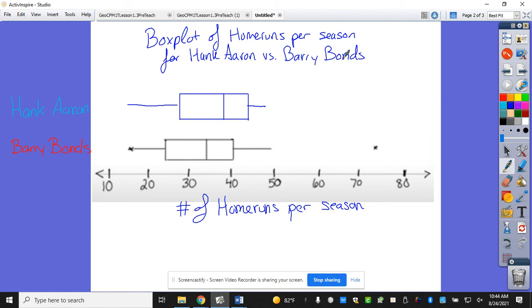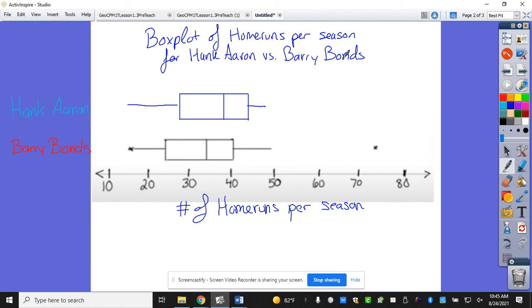Who's better, Barry Bonds or Hank Aaron? I would probably say Hank Aaron. But this is one that would be a question we're going to get to. This would be a compare question as opposed to a describe question. Obviously, that one outlier makes Barry Bonds look better. But you could say things like the upper 50% of Hank Aaron's are higher than the top 50% of Barry Bonds. You can talk about the specific number of the median. I don't want to get too far into compare yet.